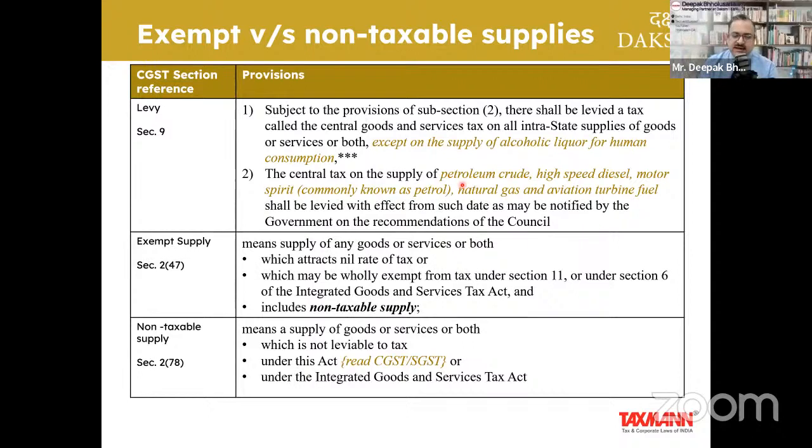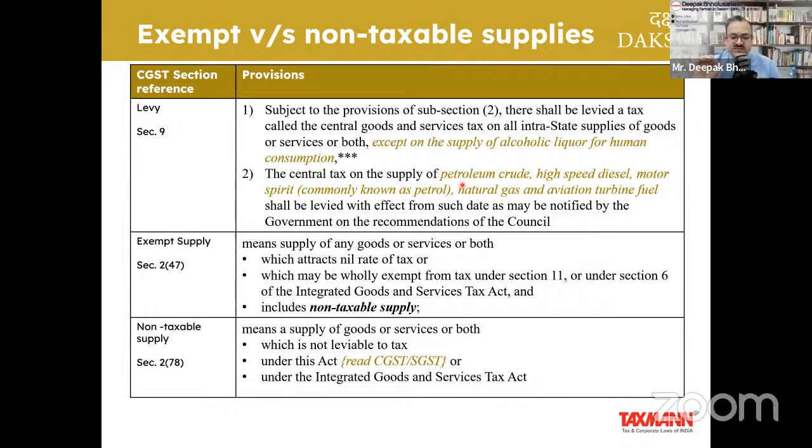But as far as alcoholic liquor is concerned, petroleum crude, high-speed diesel or spirit or petrol, you can call it, these are the items which are not covered by Schedule 3. These are the items which are known as goods also. These are the items which are part of the supply definition also. These are supplies. But since levy has not been there, it has been excluded by section 9 specifically. That is why these kind of supplies are called non-taxable supply.